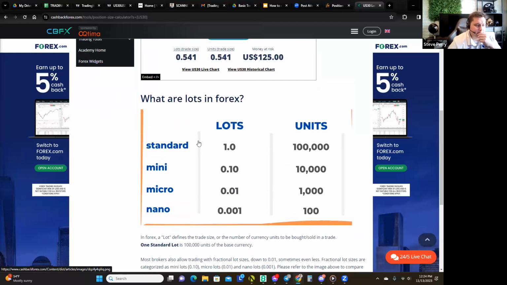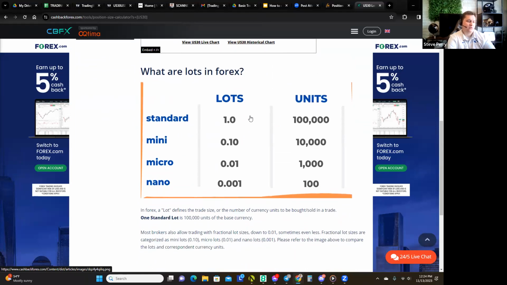Oh, and this is kind of helpful. It tells you a standard contract is 1.0, which is 100,000 units. A mini contract is 0.10, which is 10,000 units. A micro is 0.01, and that's 1,000 units. A nano, which we don't trade with, is 0.001 and it's 100 units.